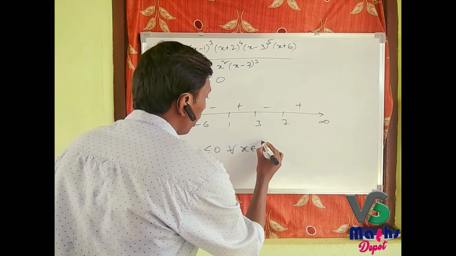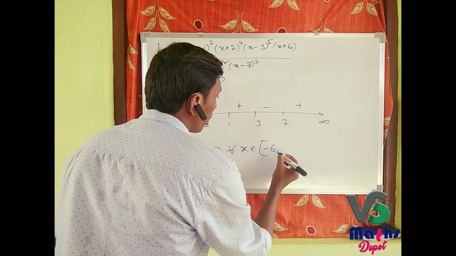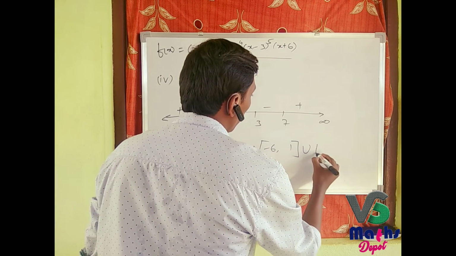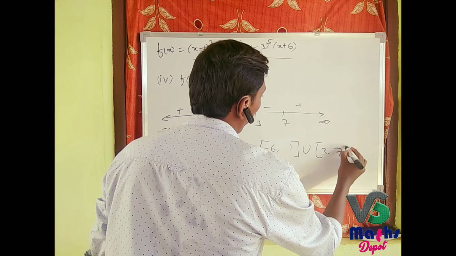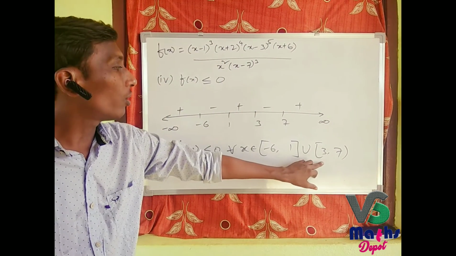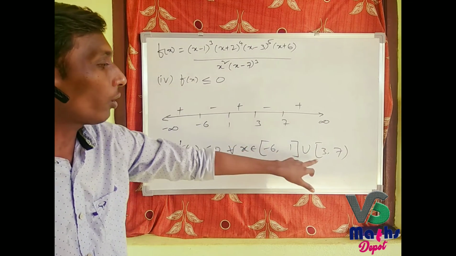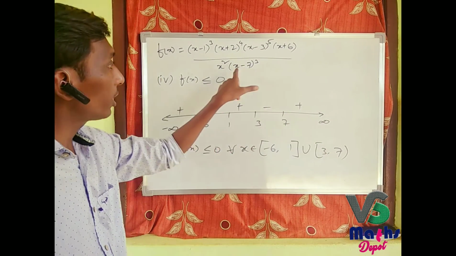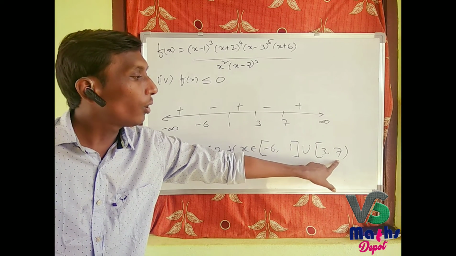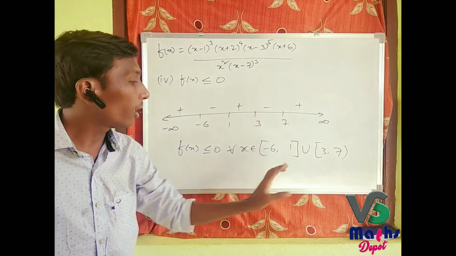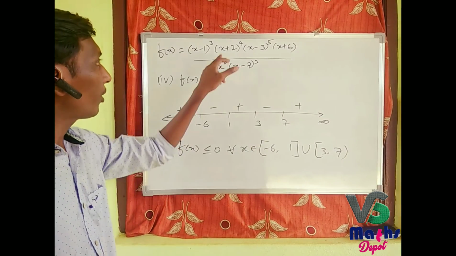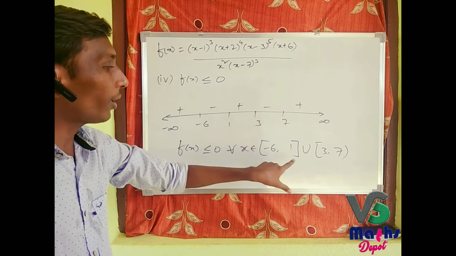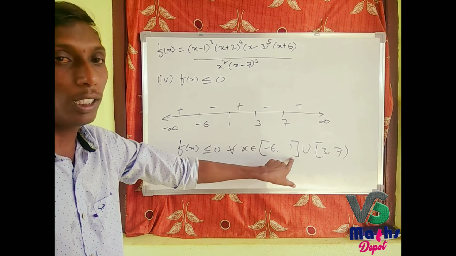Therefore, for all x belongs to minus 6 to 1 closed and union 3 to 7 open. At x is equal to 3, f of x is equal to 0. Therefore, we have to include 3. But at x is equal to 7, f of x is not defined. Therefore, we have to use open bracket here. And at x is equal to minus 6, f of x is equal to 0, so we have to include this. And at x is equal to 1, f of x is equal to 0. Therefore, we have to include this also.